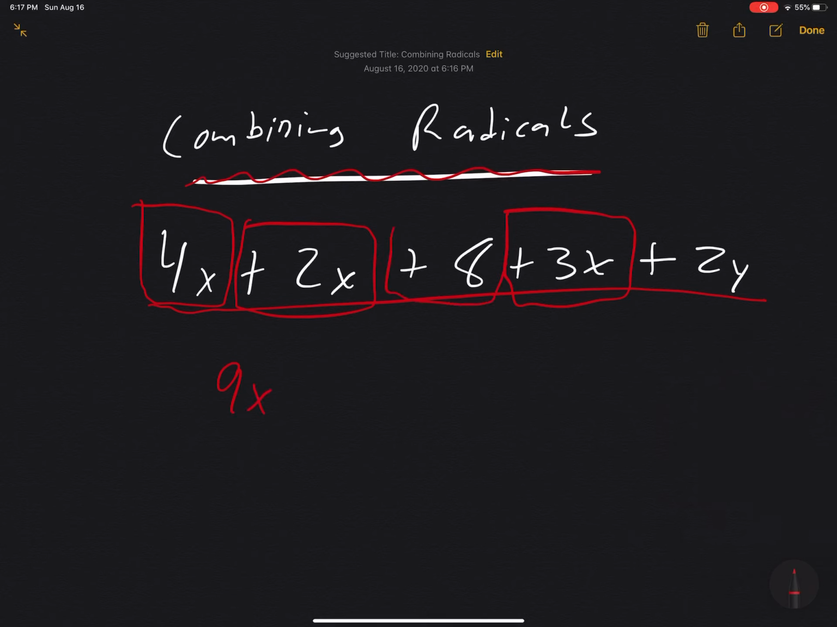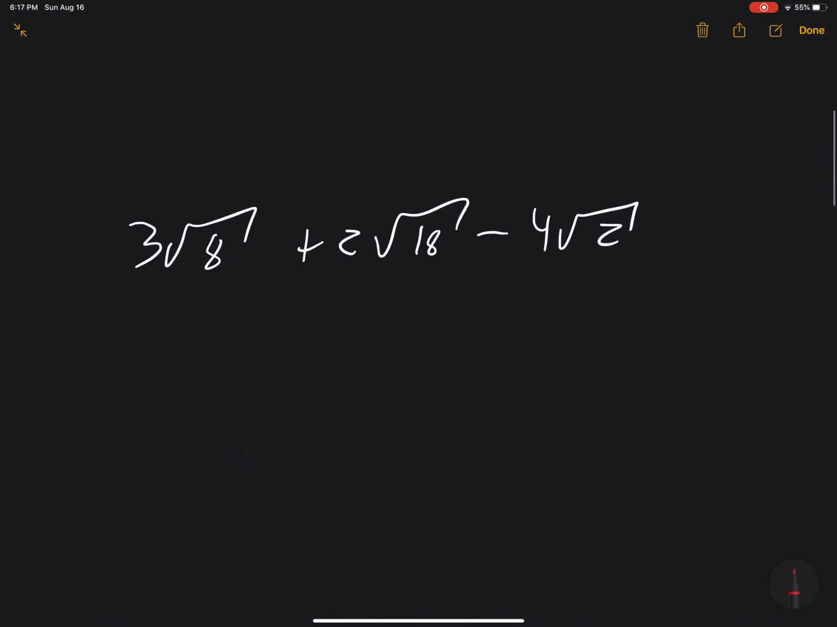And then I have a number here, but I can't combine this 8 with the 2y because y and 8 are unlike terms, just like how y and x are unlike terms. So I'm left with plus 8 plus 2y. And it works the same when we have radicals. We need to have the same thing being multiplied by our number in order to combine them.